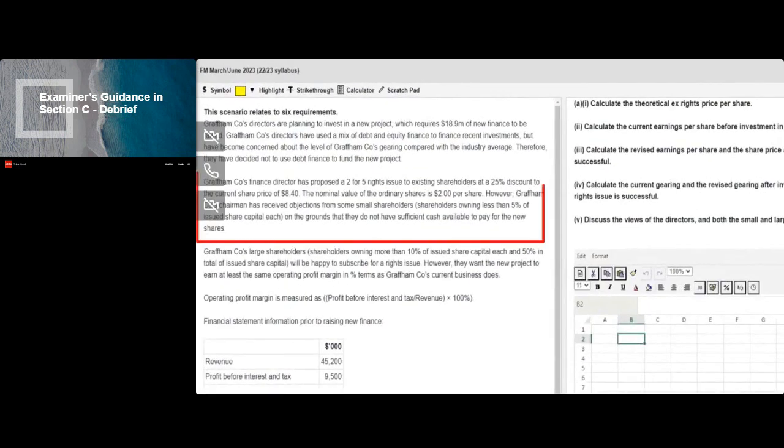They're proposing a 2-for-5 rights issue at a 25% discount of the current share price of $8.40. Look, that nominal value of ordinary shares is $2. We're going to use the quick way of doing the TERP calculation now. So I've labelled it up Part 1 and TERP. Now the quick way of doing this is to do it from an individual basis.